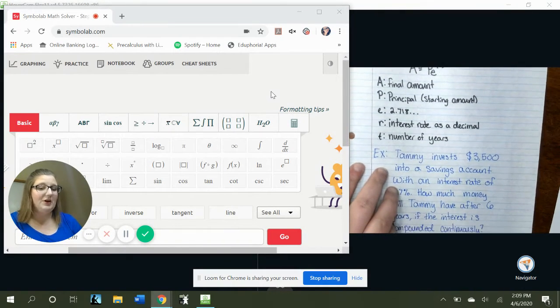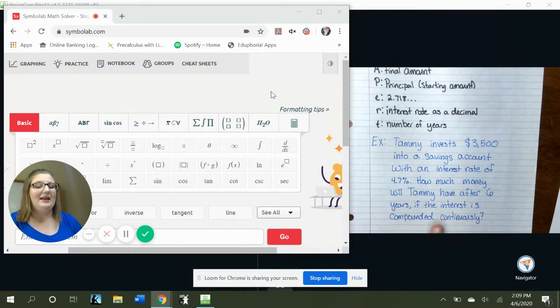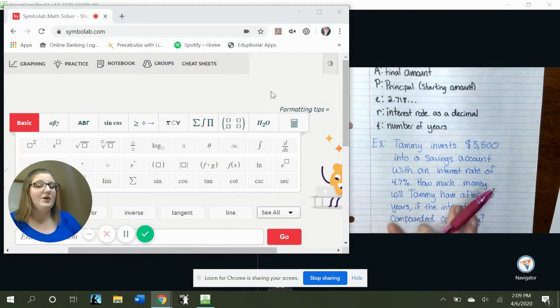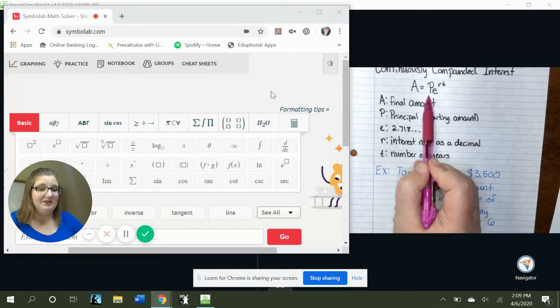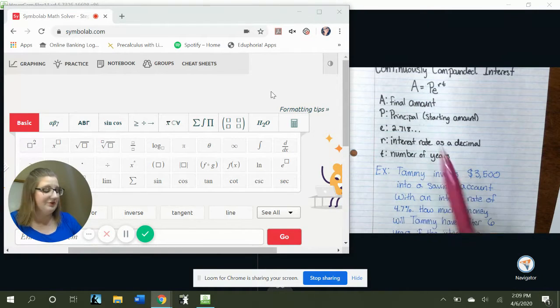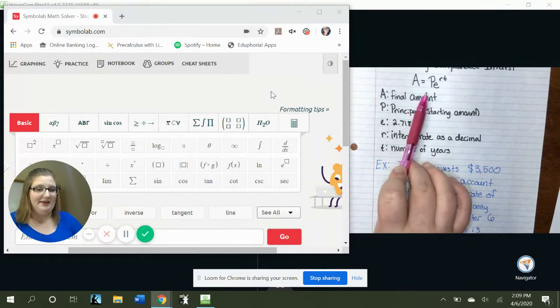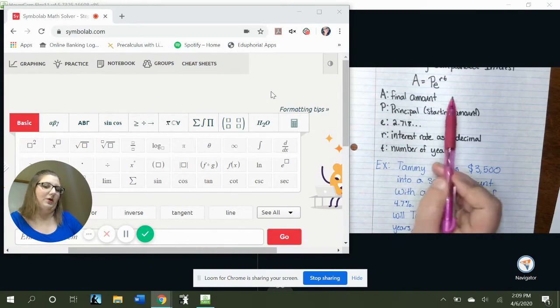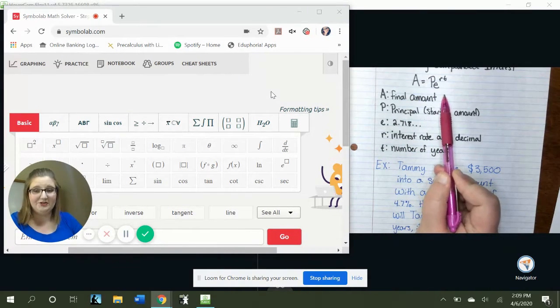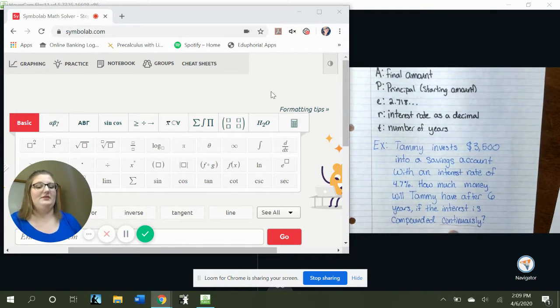So notice in our problem down here at the very bottom, it asks for the amount if the interest is compounded continuously. So I'm going to underline that word continuously. Because it says compounded continuously, we know that we are going to be using this formula up here. So since we have this word continuously, we're going to be using our A equals PE to the RT, or if you want to shorten it, you could call it PERT. So PE to the RT formula.